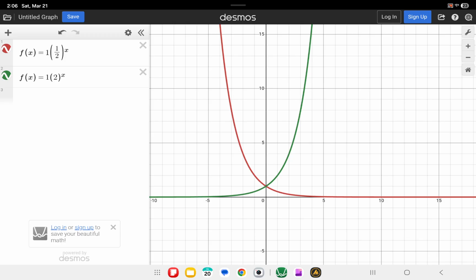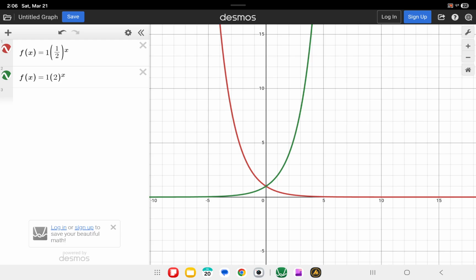When we are looking at exponential decay, as x is going to positive infinity, our f of x is approaching 0. As x is going to negative infinity, our output is going to positive infinity. That's the only thing that changes, our end behaviors. Domain is the same, range is the same, asymptote is the same, y-intercept is the same, and we do not have x-intercepts on either one of them.